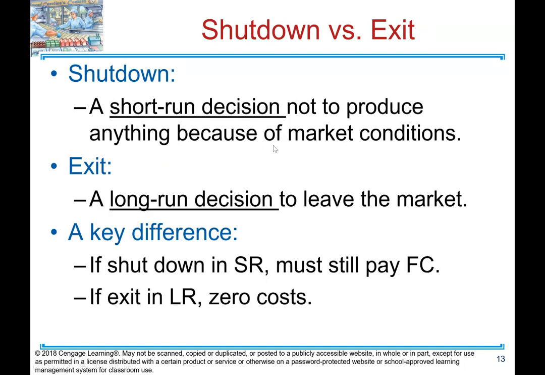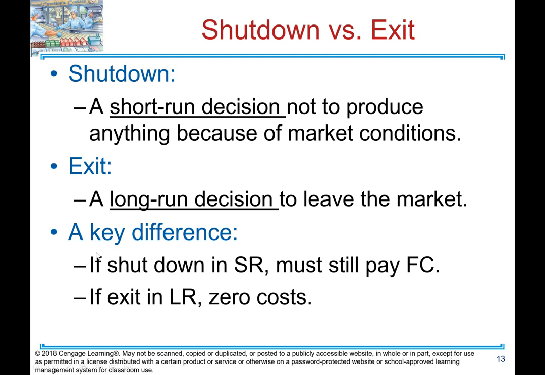Shutdown versus exit. Sometimes in business, you make profit. Sometimes you make losses. When you make losses, sometimes you have to shut down, and sometimes you exit the market altogether. So, a shutdown is a decision not to produce anything because of market conditions. That's a shutdown. Maybe you temporarily shut down. Exit is a long run decision to leave the market, get out of this business altogether. That's a long run decision. Shutdown is a short run decision.